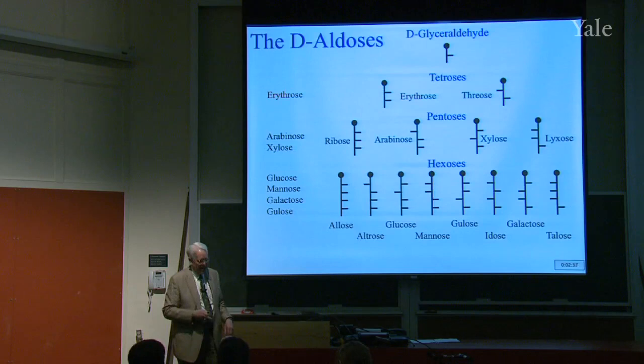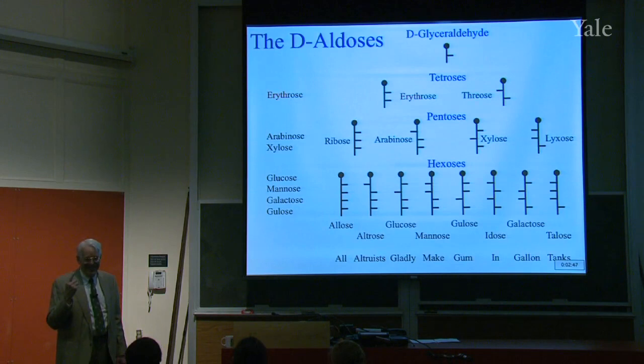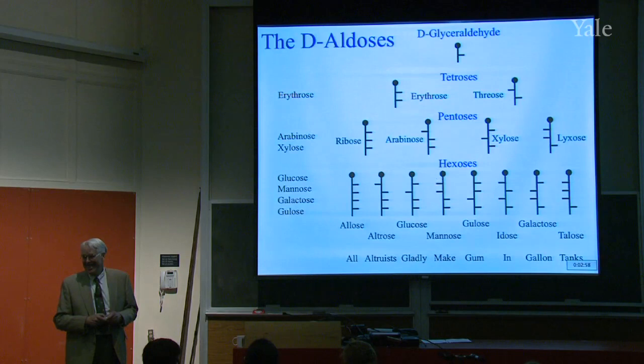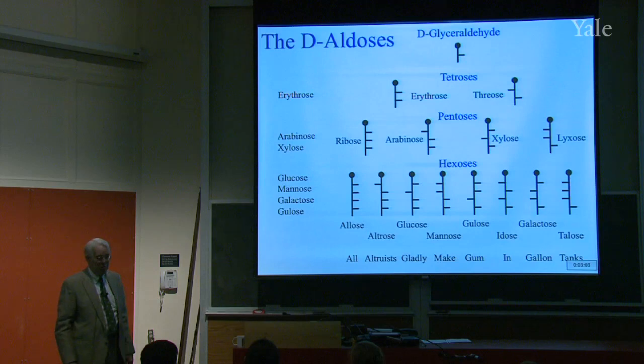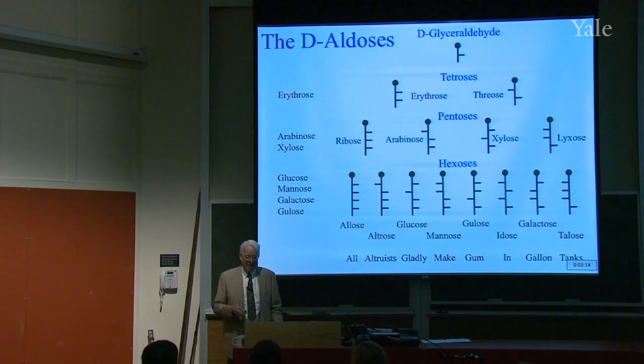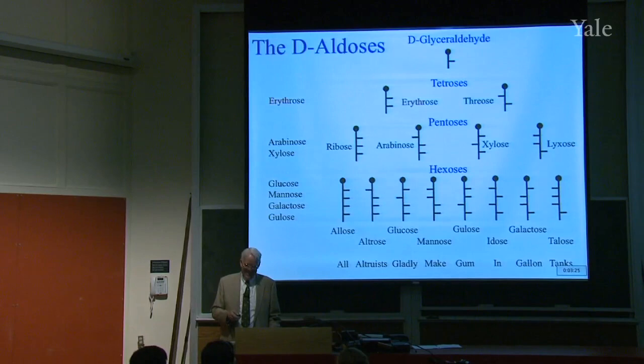Now, if you want to remember it, the guy who taught me, I took organic chemistry the way you are 50 years ago this year, okay? And the guy that I took it from, Louis Fieser, made up this: All altruists gladly make gum in gallon tanks. And I remember that for 50 years. So I have no trouble doing allose, altrose, glucose, mannose, gulose, idose, galactose, and talose. It's not a very fundamental contribution to science, but it's very handy if you want to teach about hexoses. And if you want to do this one, it's RAXL, R-A-X-L. And erythrose and threose, you just remember. Okay, so hooray for Emil Fischer.